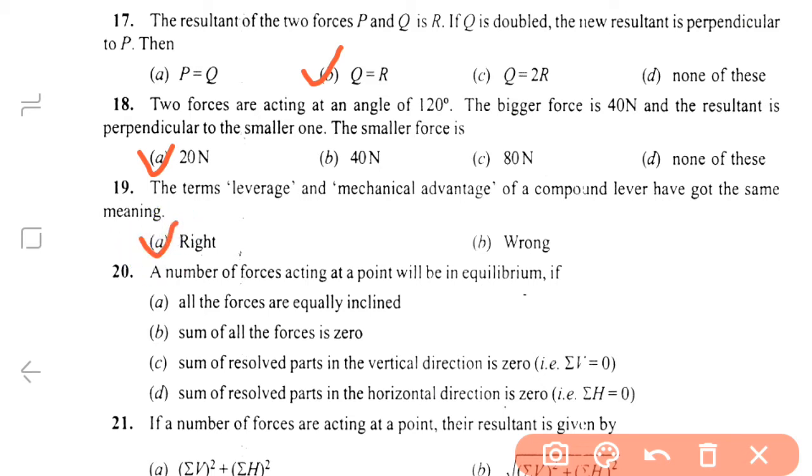Now friends, next is: a number of forces acting at a point will be in equilibrium if. Here friends, options are: all the forces are equally inclined; sum of all forces is 0; sum of resolved parts in the vertical direction is 0, that is summation of V is equal to 0; sum of resolved parts in the horizontal direction is 0, that is summation of H is equal to 0. Here friends, option C and option D are the correct options for this question. That is, the number of forces acting at a point will be in equilibrium if the sum of resolved parts in the vertical as well as horizontal direction is 0.